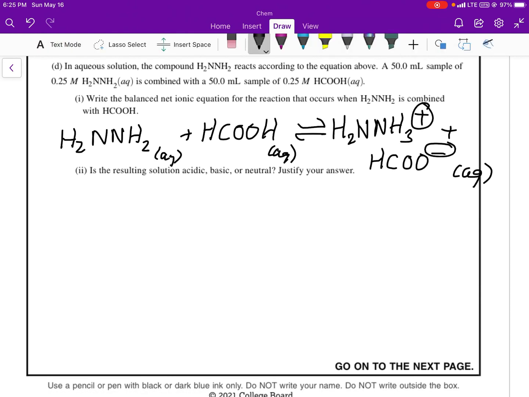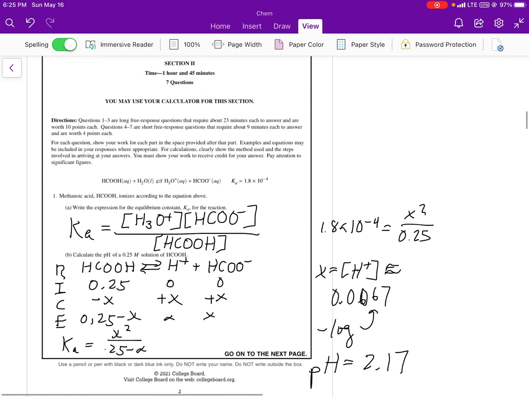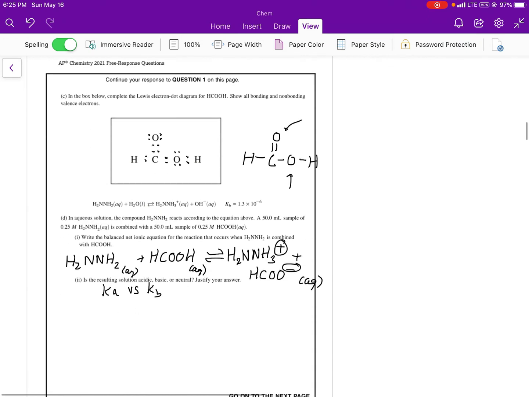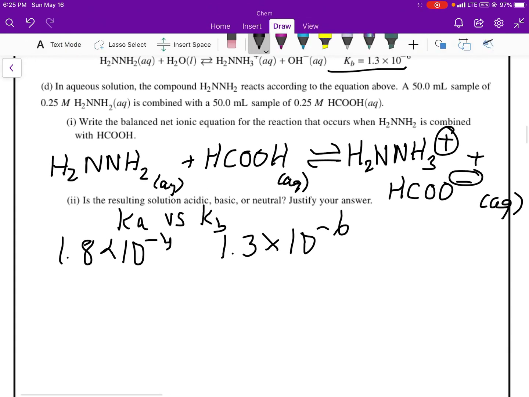So now the next question, the follow-up, is asking, is the resulting solution acidic, basic, or neutral? So now we want to look at the Ka versus the Kb, right? They gave us the Ka back here, which is 1.8 times 10 to the negative 4. I'm going to write that down. 1.8 times 10 to the negative 4. And then Kb, it's given here, is 1.3 times 10 to the negative 6. So now, since Ka is greater than Kb, the solution should be acidic.